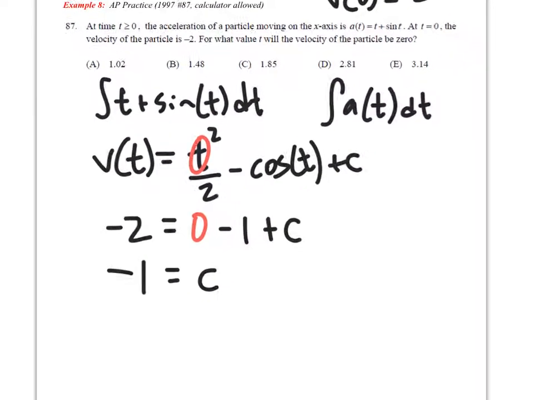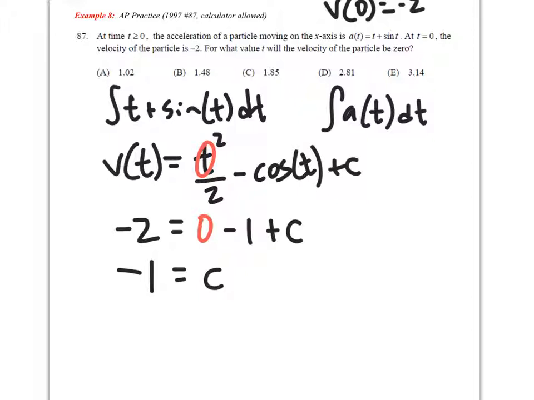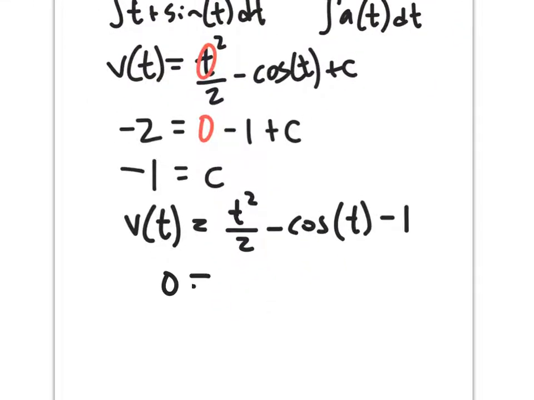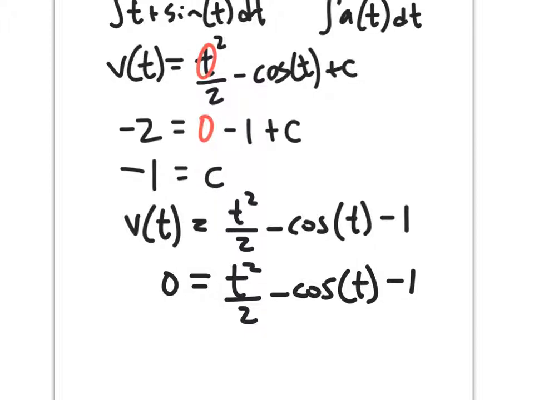Okay, so this is calculator allowed. I might run into an issue, but we'll see. So we want to know when the velocity would equal 0. Well, I know it would be t squared over 2 minus cosine of t, and c is equal to negative 1. I want to know when that's equal to 0. Yeah, that's definitely going to require a calculator. I guess I was a little overconfident there that I could do some work. So I'll come back with an answer after I check with my calculator.